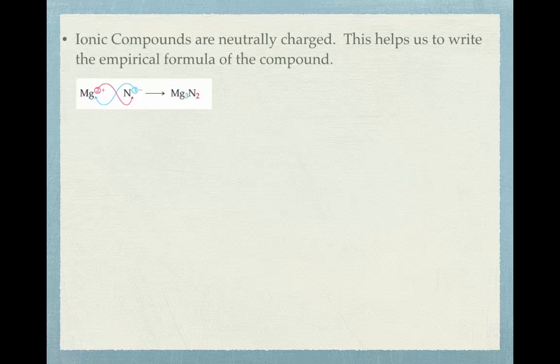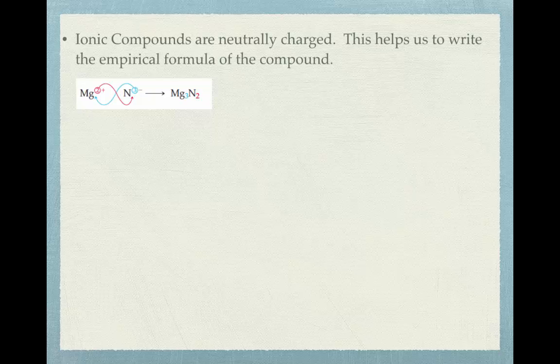So for example, if I have magnesium and nitrogen, in order for that compound to have no charge, we need 3 magnesiums and 2 nitrogens. What I like to do is I cross my charges. So since magnesium has a +2 charge and nitrogen has a 3- charge, the 3 becomes the subscript for magnesium, the 2 becomes the subscript for nitrogen.